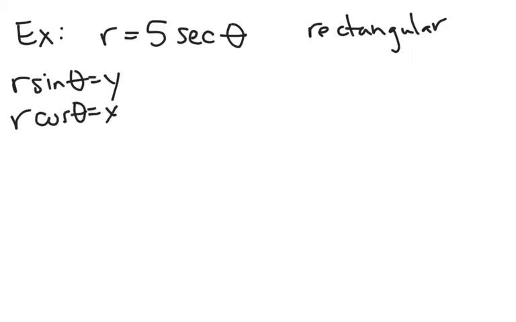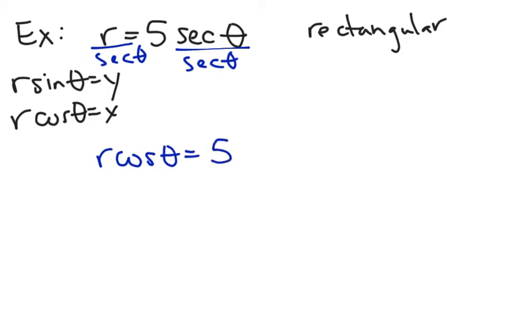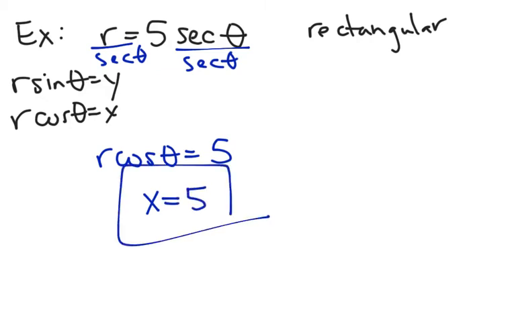So if I go and divide both sides by secant, isn't 1 over the secant the same as cosine? And then isn't r cosine theta the same as x? I find out that r equals 5 secant theta is the same as the line x equals 5. And that's what its graph would look like.